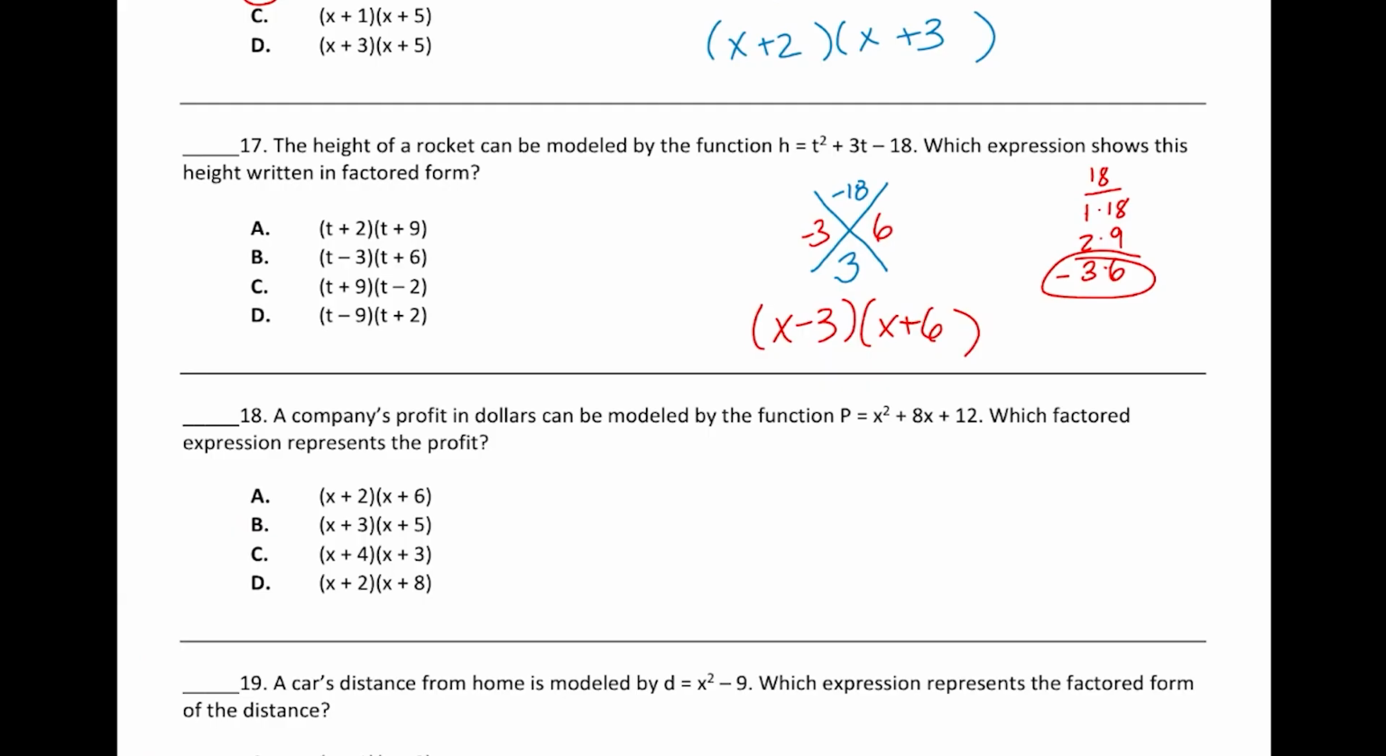And yeah, the variable is actually t here, so let me go ahead and fix that. Not that that's going to make a huge difference, and you probably will get the problem right anyway. They're not going to try to trick you like that. But yeah, t minus 3 and t plus 6. Our answer here is B.